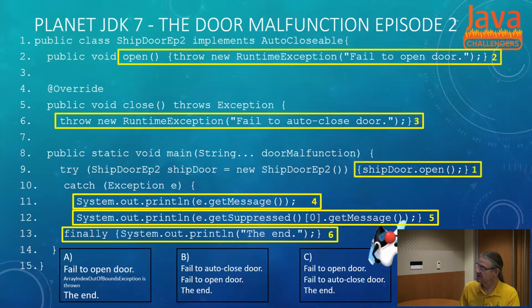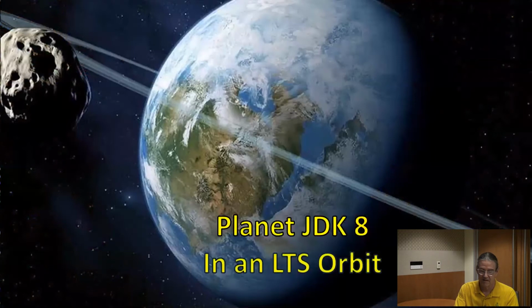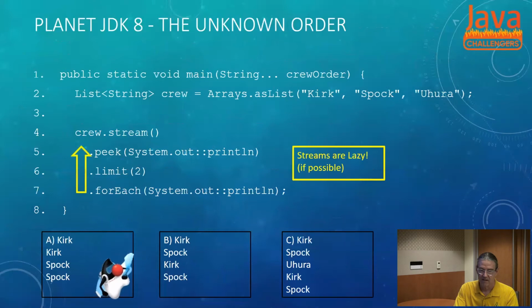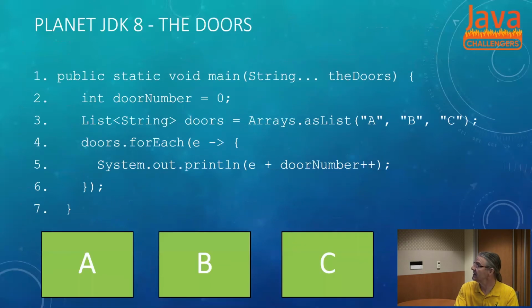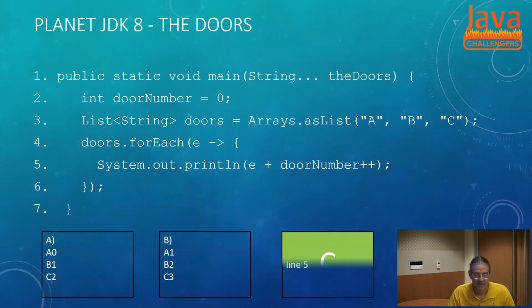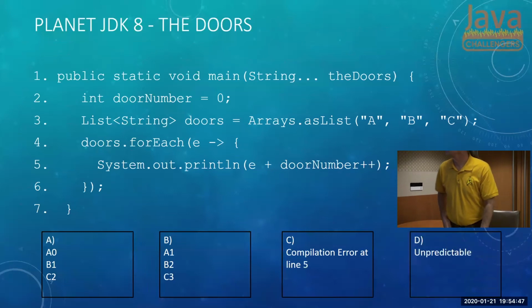Did we do the door malfunction number 2, right? We did. Okay. Jump ahead. Okay, and streams are lazy if possible. The doors again. So this one's a very easy one. A, B, or C? We should have played the Jeopardy song. Is it behind door number 1, door number 2, or door number 3?